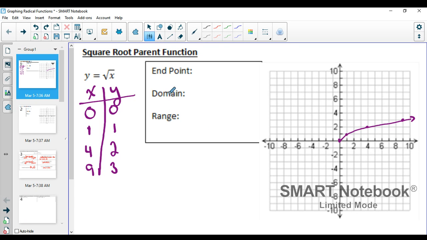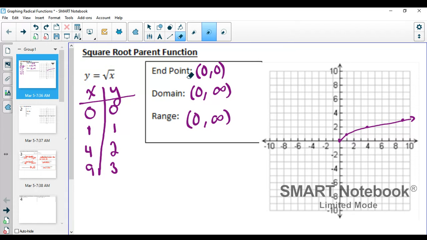So a couple of characteristics. Domain and range we've already talked about, so we're going to talk about endpoint. Endpoint is the point where it starts. It's going to end there and not go any further. So that endpoint is 0, 0 in this case. And then our domain, we just talked about, we cannot go below 0 because you can't do the square root of a negative number. So our domain is 0 to positive infinity. And then our range works the same way. You can't get a negative for your square roots. So our range is also 0 to infinity.